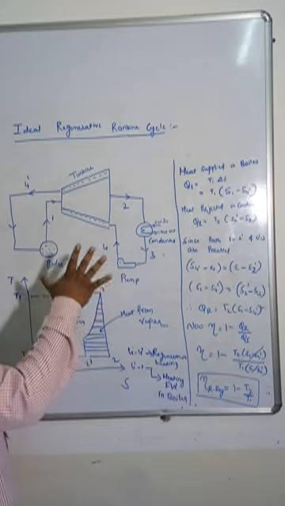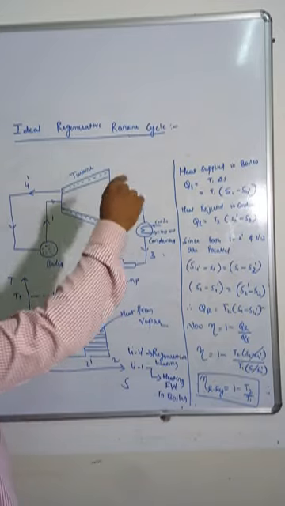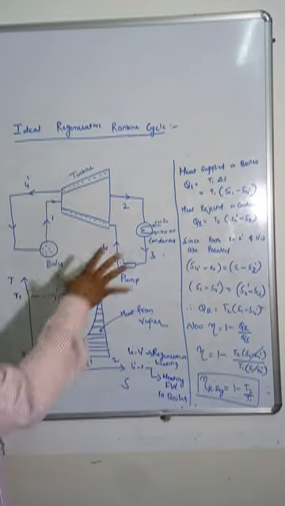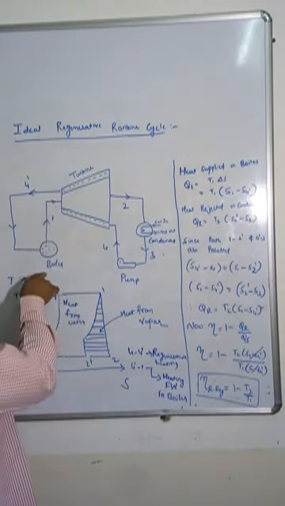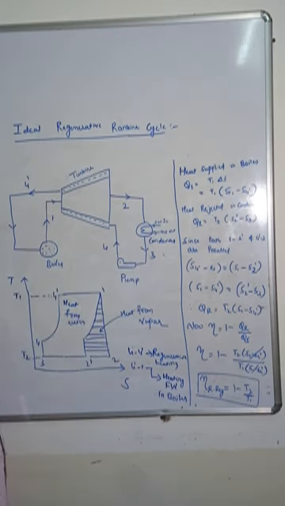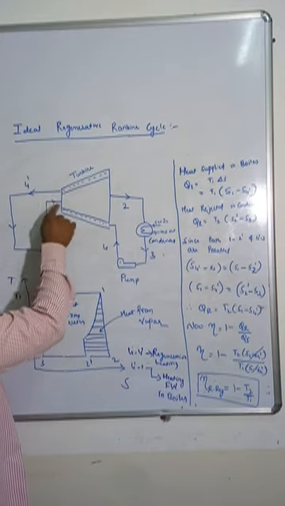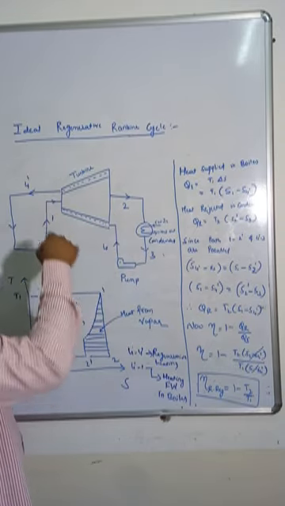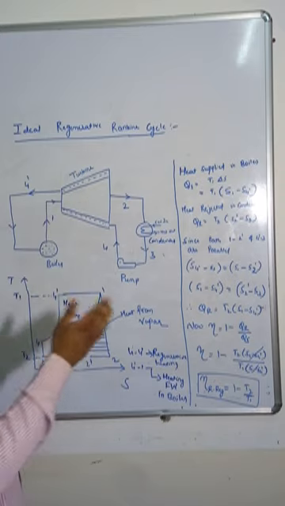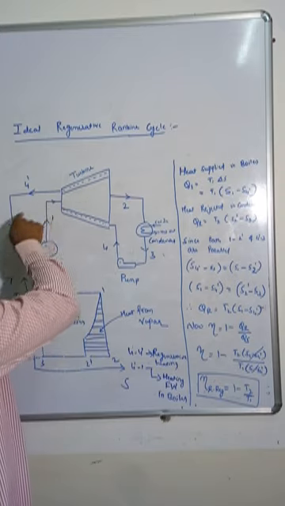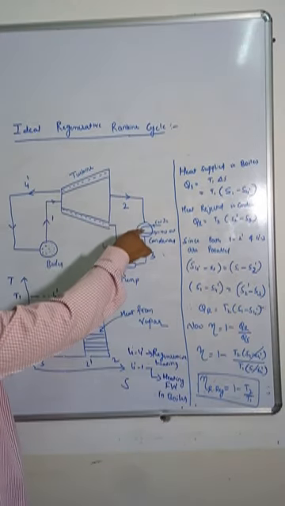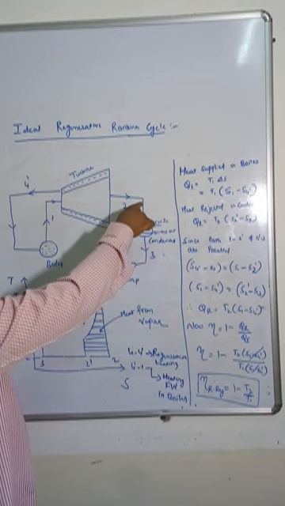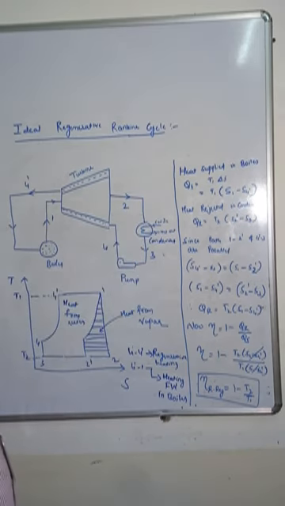Earlier it was a boiler, turbine, condenser and a pump. Now I have modified the system like this. This is the turbine, this is the boiler, this is the condenser and this is the pump. We know that from the boiler, steam passes through the turbine to rotate the blades and generate energy. From that, I take the steam out at 2 and pass it through the condenser.